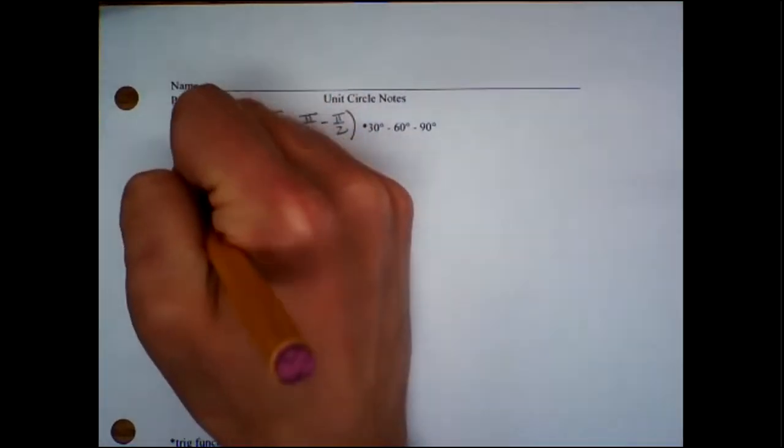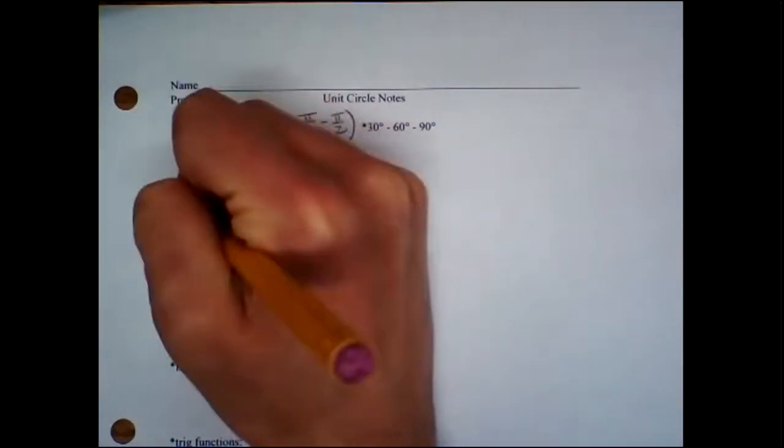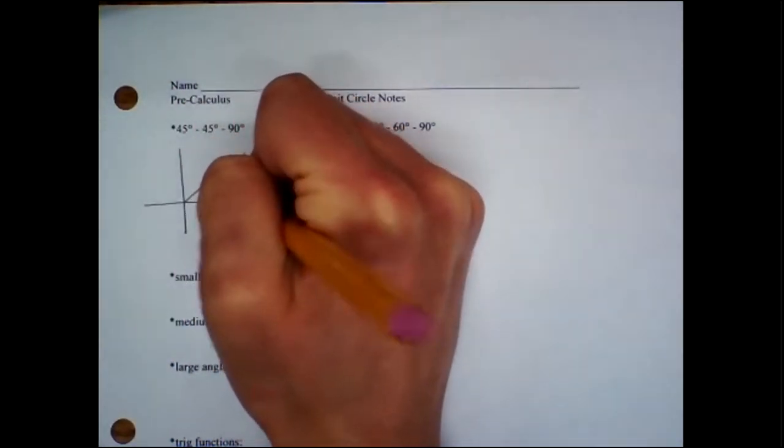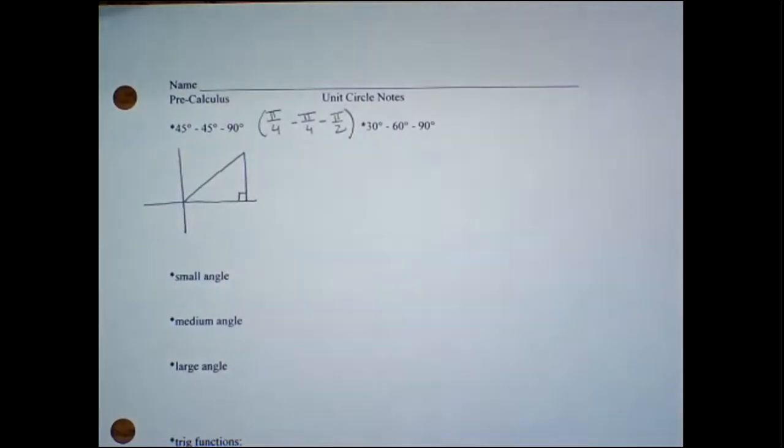Now I'm going to draw the triangle in quadrant 1 just because that's easiest, but we're going to reflect it into all 4 quadrants. So this is 1. Again, that's the whole point of the unit circle. It's that hypotenuse, that R value, the radius of the circle is 1.